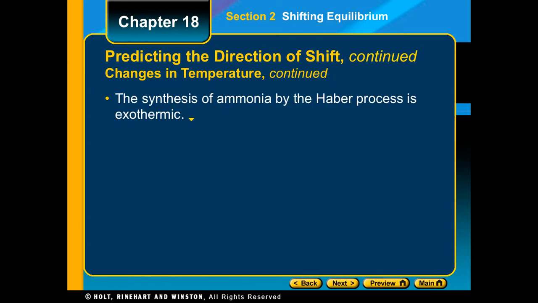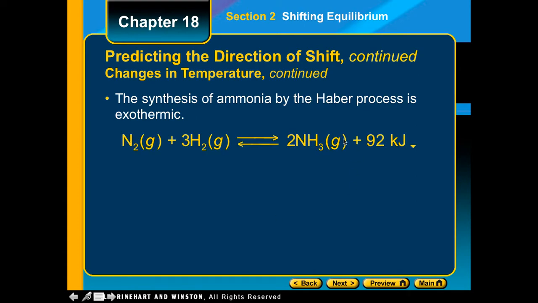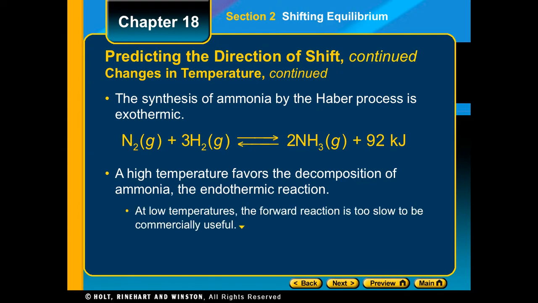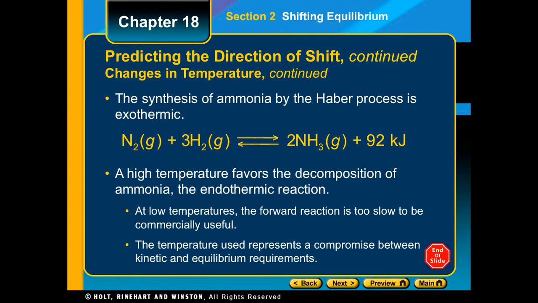The synthesis of ammonia by the Haber process is exothermic, as shown: nitrogen plus hydrogen gives ammonia plus 92 kJ. High temperature favors the decomposition of ammonia, the endothermic reaction. At low temperature, the forward reaction is too slow to be commercially useful. The temperature used represents a compromise between kinetic and equilibrium requirements.